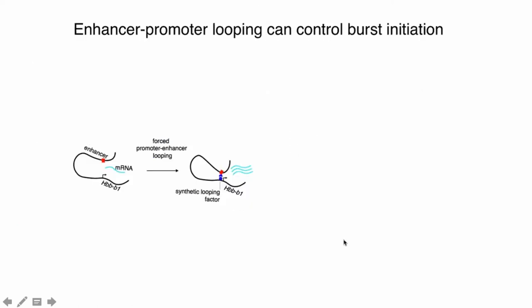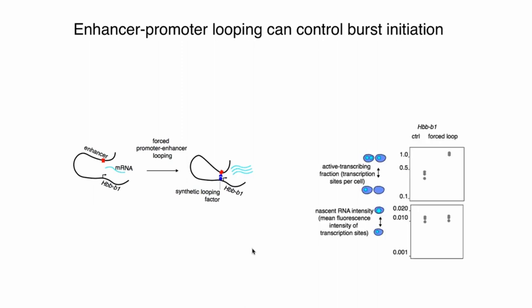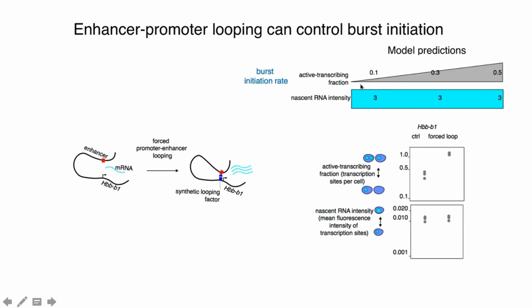So we saw one example of burst initiation rate being regulated, but could it happen in more cases? And what is really going on with that regulation? So we examined many more perturbations to see if we could see a change in burst initiation rate. I'm showing one here. So we used a system to specifically increase contacts between the beta globin enhancer and promoter. And we did this by expressing a synthetic looping factor, which binds to the promoter of beta globin and dimerizes with a protein present at the enhancer. And what we saw in this case is that active transcribing fraction was strongly increased, but nascent RNA intensity was not changed. And so again, we can say that enhancer promoter looping specifically controls burst initiation rate rather than any other step of transcription.